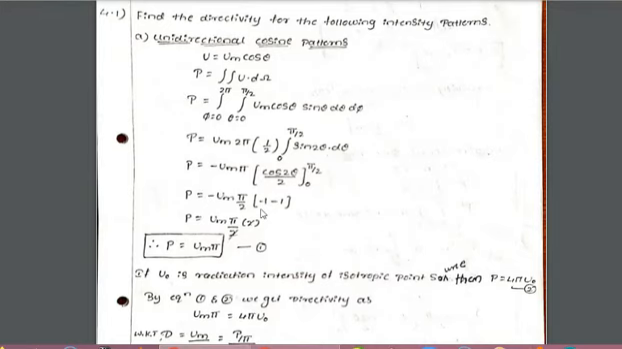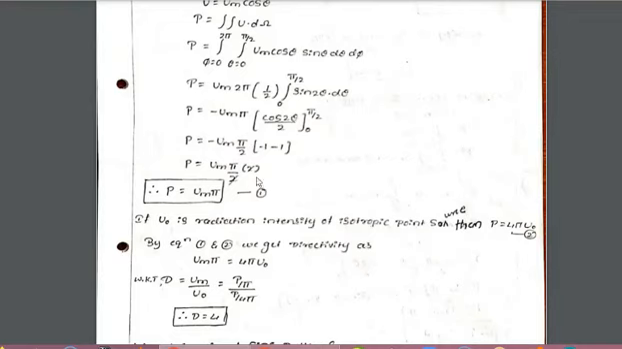So what will be remaining? Pi by 2 into 2. Here again the 2 gets cancelled. So P is equal to how much? P is equal to pi. Let us name this equation as 1.